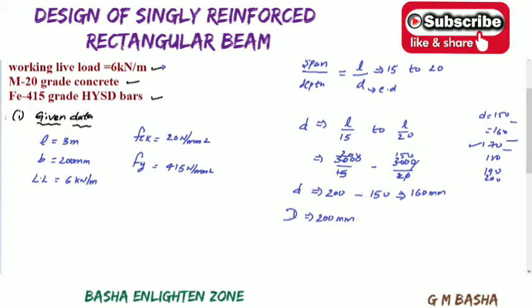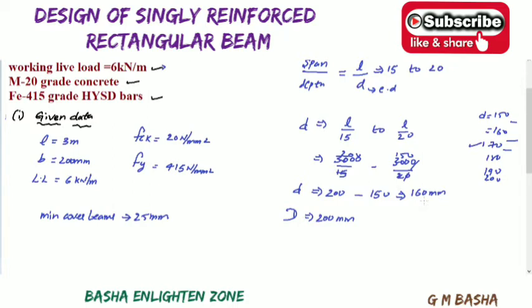Okay, so you can select the overall depth in such a way that it covers the minimum cover also. We already know the minimum cover for beams will be equal to 25 mm. I explained each and everything in the previous lectures, that is lectures 1, 2, 3, while explaining the introduction part. So minimum cover for slabs will be 20, beams 25, columns 40, footings 50. If you add the minimum cover of 25, you will get above 185.